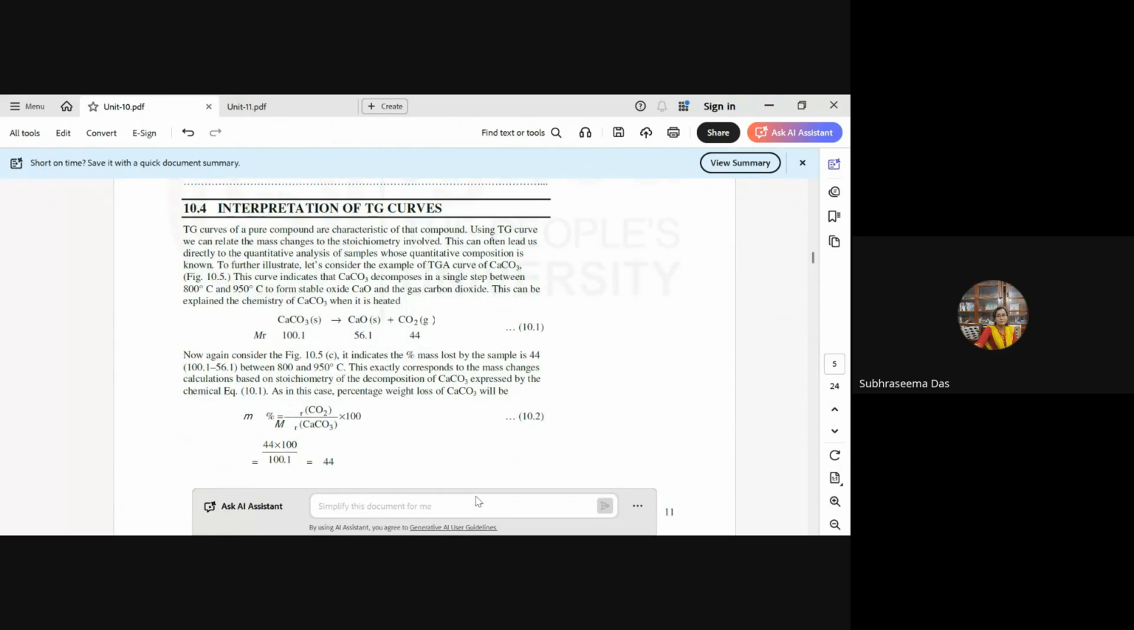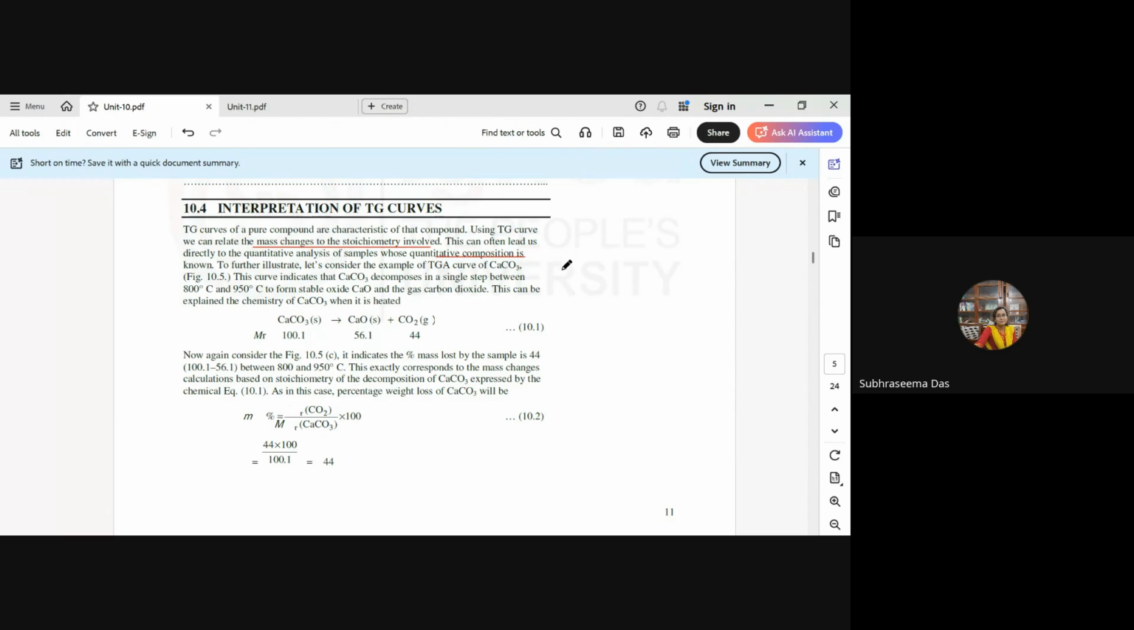So now coming to the interpretation of the curves. How can we interpret TG curves? Now we know that TG curves are just simple plots where the temperature is taken on the x-axis and the mass loss of the substance is taken on the y-axis. Using this TG curve, we can talk about the thermal stability of the material. We can also relate the mass changes to the stoichiometry of the substance. So this can often lead us to direct quantitative analysis of a sample whose quantitative composition is known.